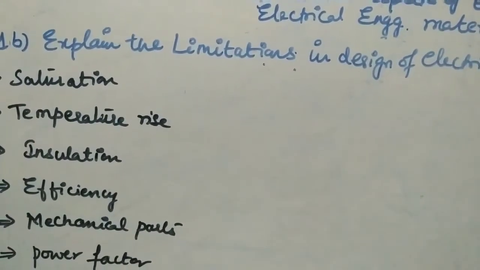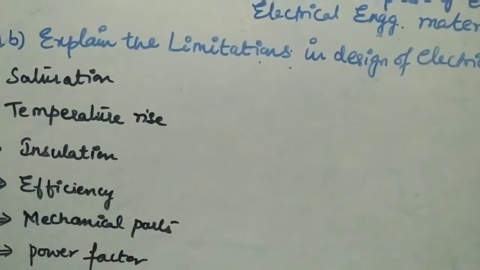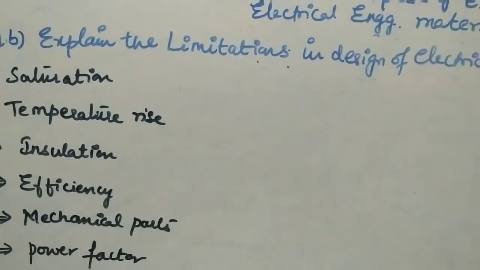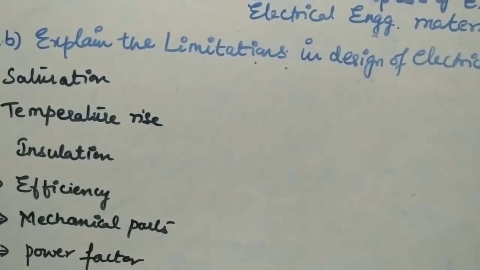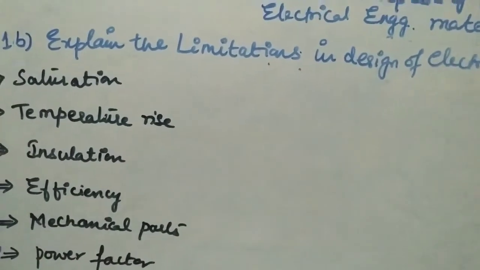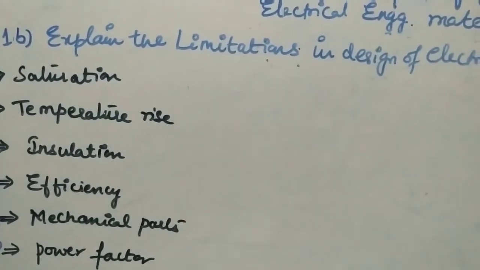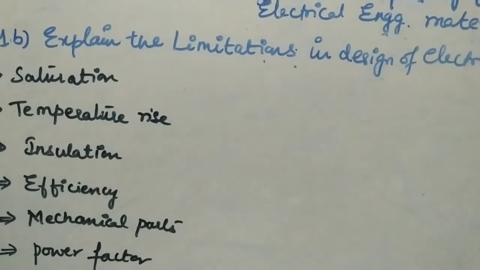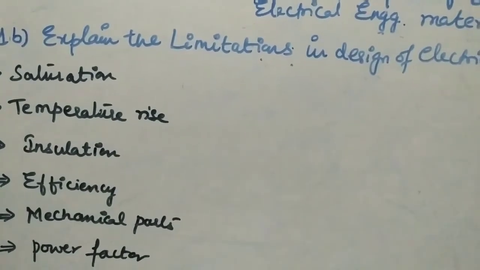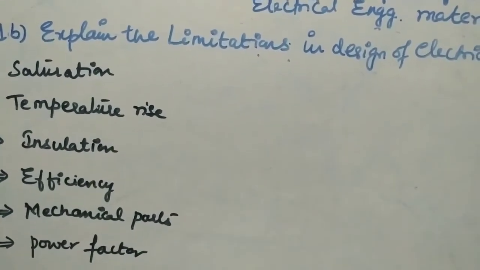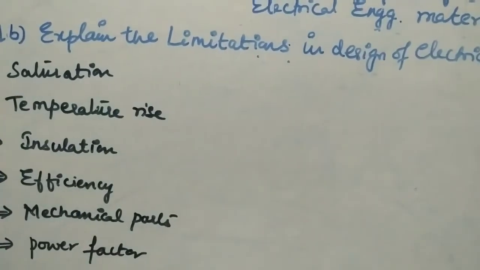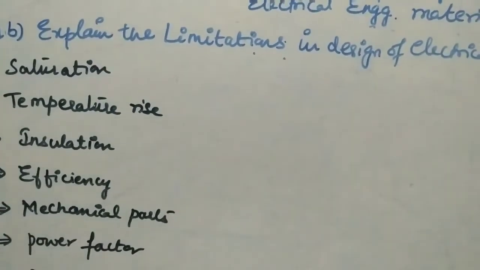If an insulating material is operated beyond the maximum available temperature, then its life is drastically reduced. Okay. Next, coming to insulation. The insulation which is being used in the machine should be able to withstand the electrical, mechanical and thermal stresses which are produced in the machine.